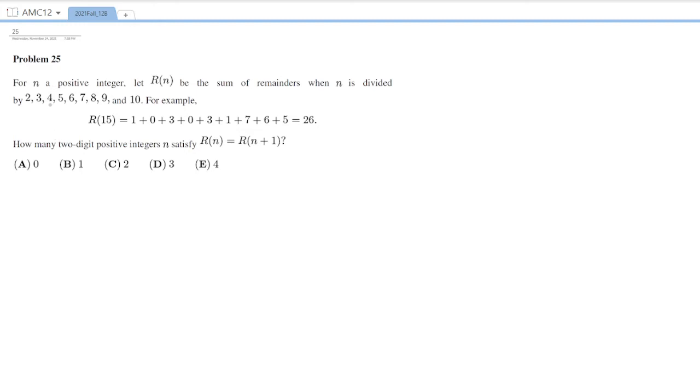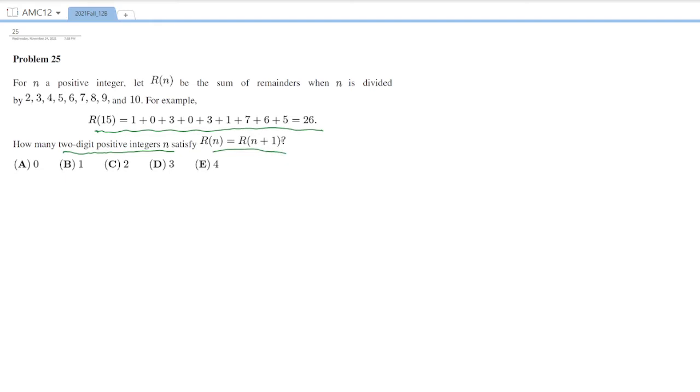It says, for n positive, let R_n be the sum of the remainders when n is divided by 2, 3, 4, 5, 6, 7, 8, 9, 10. For example, 15 divided by 2 has remainder 1, by 3 remainder 0, by 4 remainder 3, and so on, so it's 26. How many two-digit positive integers n satisfy this?